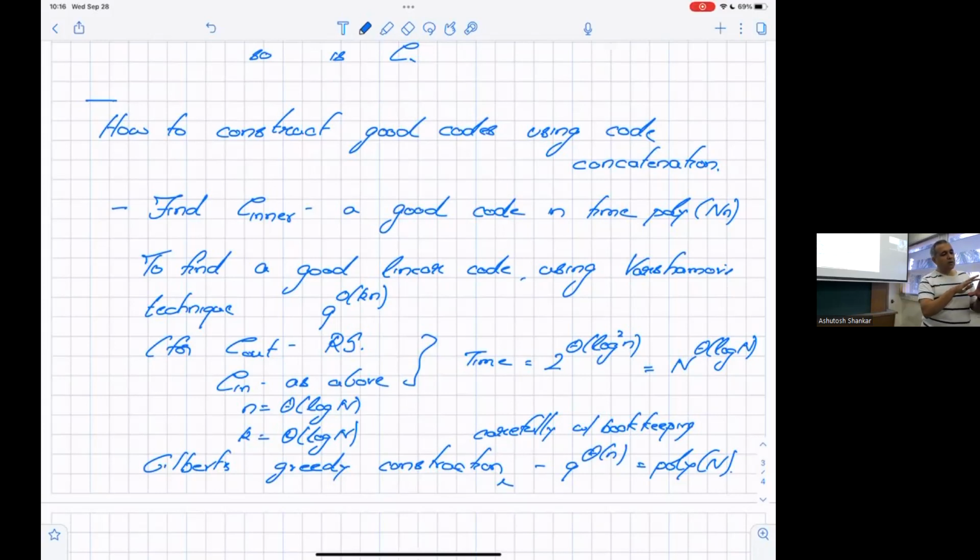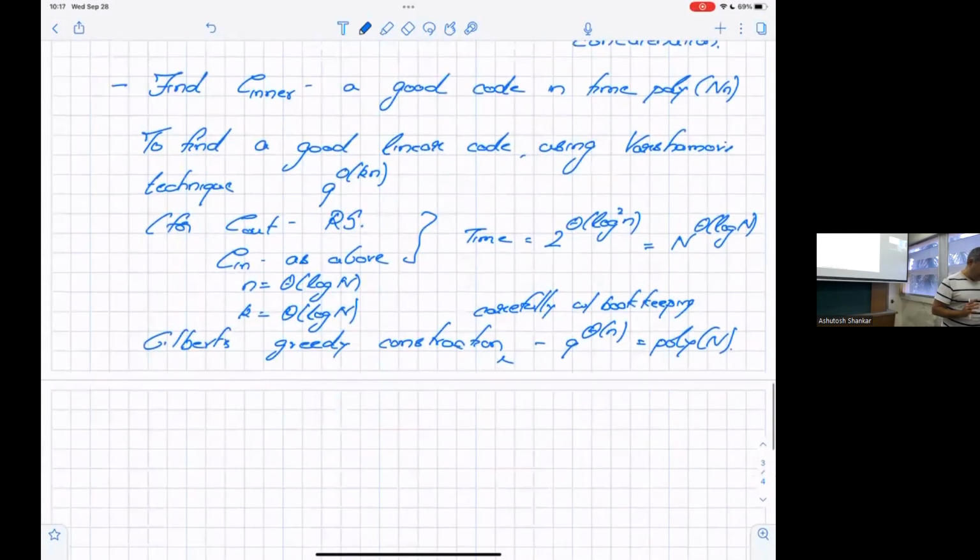How did Gilbert's proof go? You started off with an arbitrary point. You took off a ball of radius d around it. You have to mark off these, and then go once again search through the space to find another point. So you basically have to do a greedy search, which we did in a very careful fashion, so that you don't cross Q to the order. And it can be done.